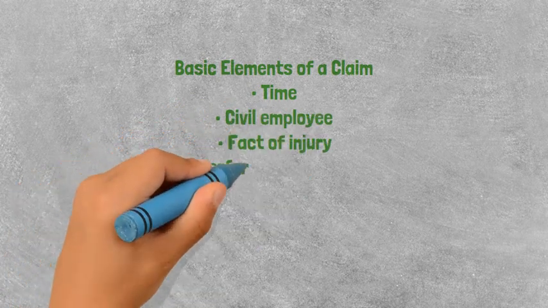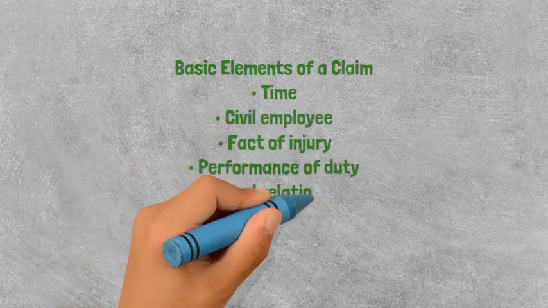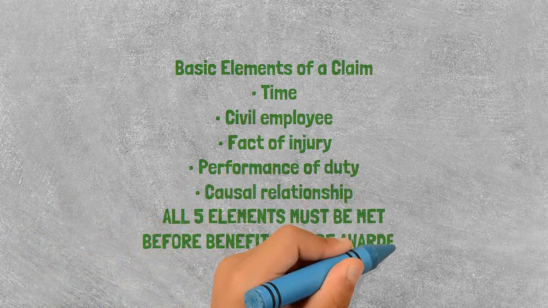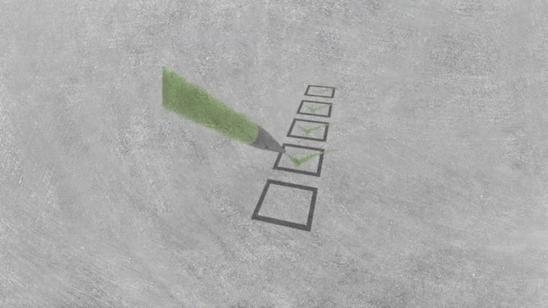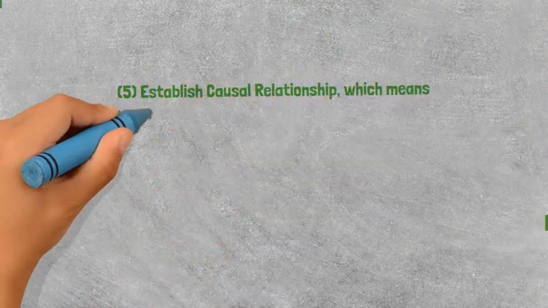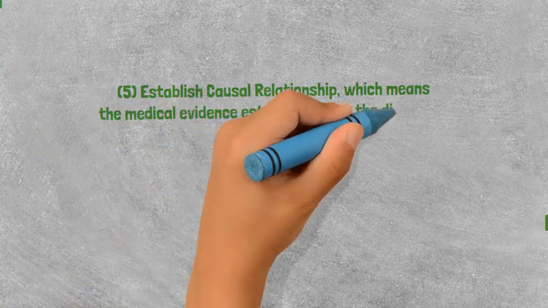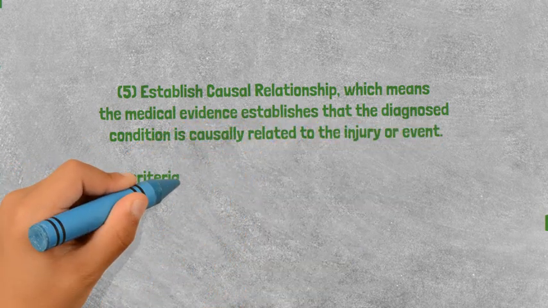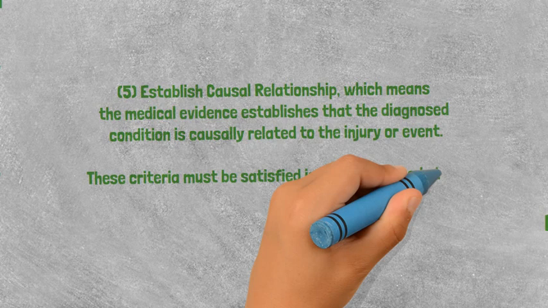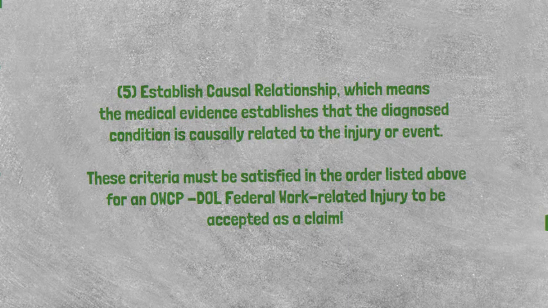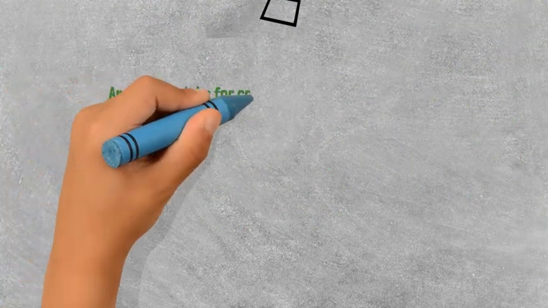Basic elements of a claim: first, it's got to be timely, civil employee, fact of injury, performance of duty, and there has to be a causal relationship established by a medical narrative. All 5 elements must be met before benefits can be awarded. You have to check off each of the 5 boxes. Number 5 is the most important because it establishes causal relationship, which means the medical evidence from your doctor establishes that the diagnosed condition is causally related to the injury or the event. These criteria, the 5 we've mentioned, must be satisfied in the order listed above for an OWCP DOL federal work injury to be accepted as a successful claim.